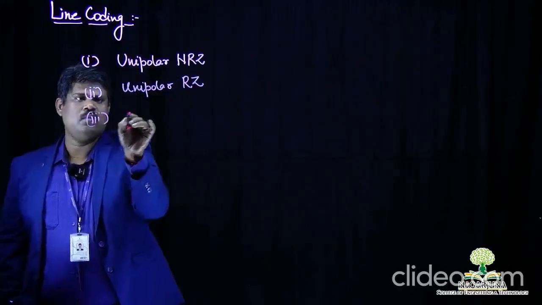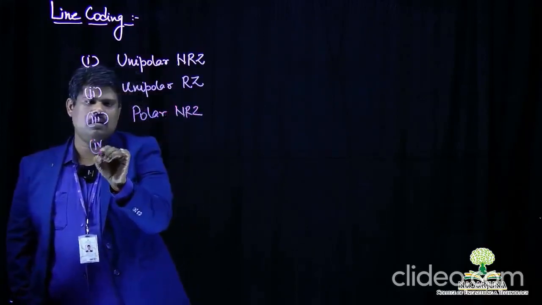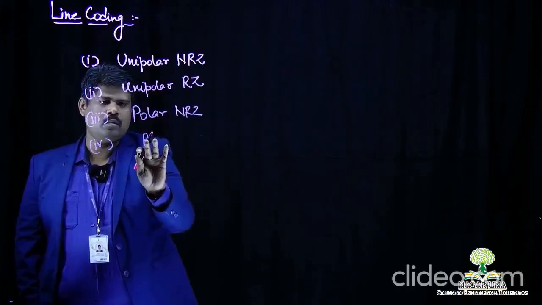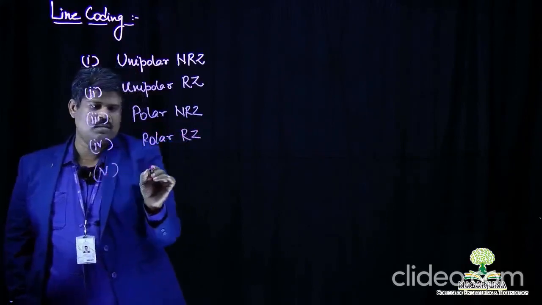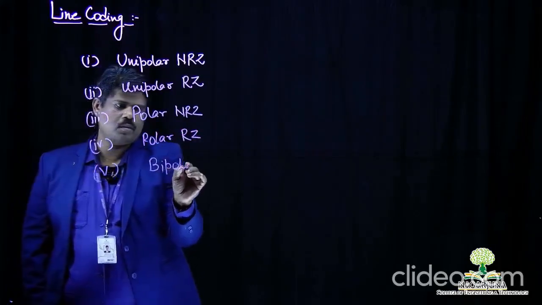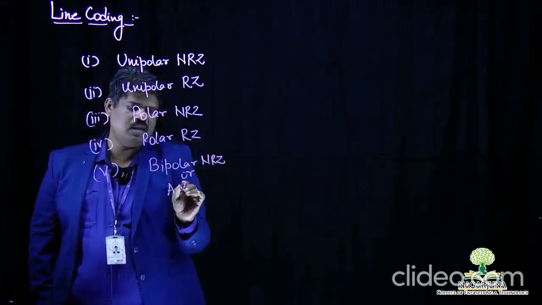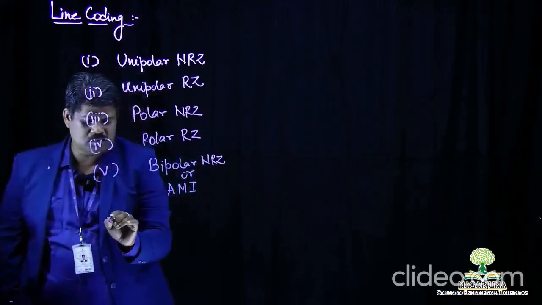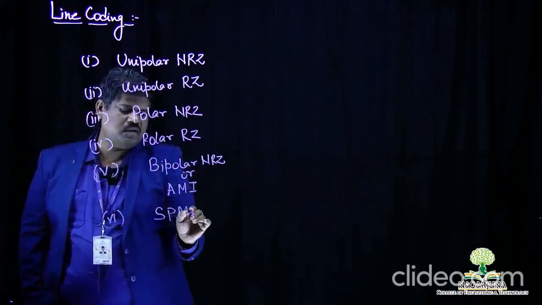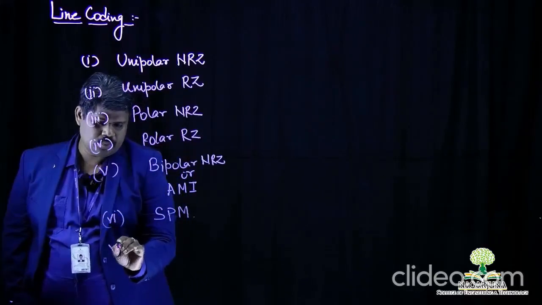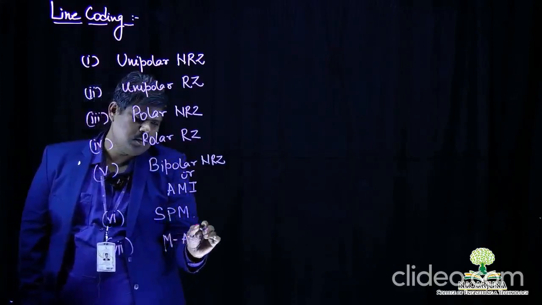The second technique is polar NRZ. Next is polar RZ. Next is bipolar NRZ, which is also known as alternate mark inversion, AMI. The full form is alternate mark inversion. The next line coding technique is SPM, that is split phase Manchester, and the last one is M-ary coding technique.